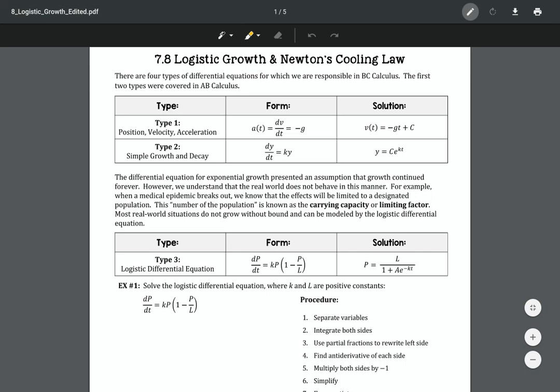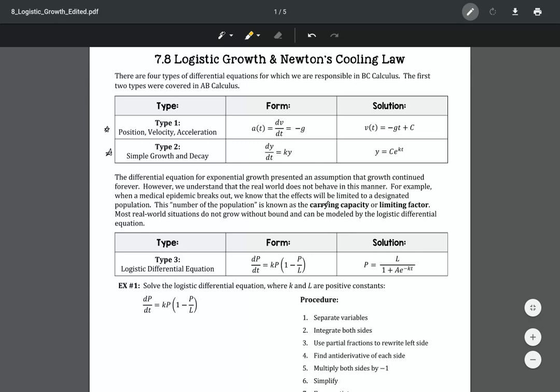All right, so today we're going to talk about logistic growth and Newton's Coulomb law. So there were four types of differential equations for which we're responsible in BC calculus. The first two were covered in AB. So these are the first two you probably should remember. And now we have another two types. So that type 3 is this one right here, which is logistic growth.